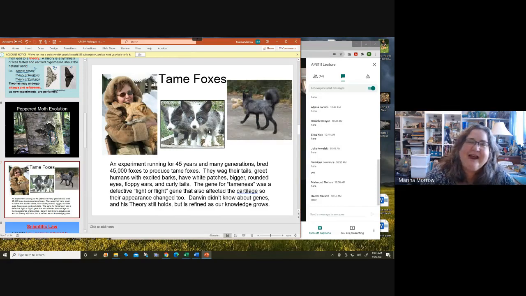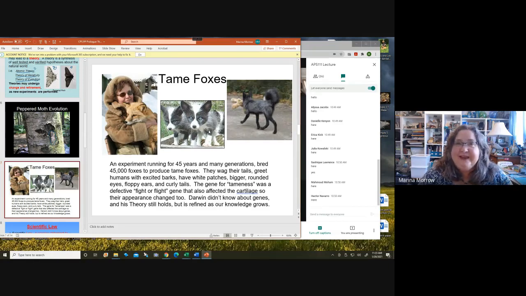In fact, now that we know about chromosomes and stuff, we know that some genes are on the same chromosome and they're linked with other genes. And it turns out that the gene that makes animals domesticatable usually is their fight or flight gene is faulty.